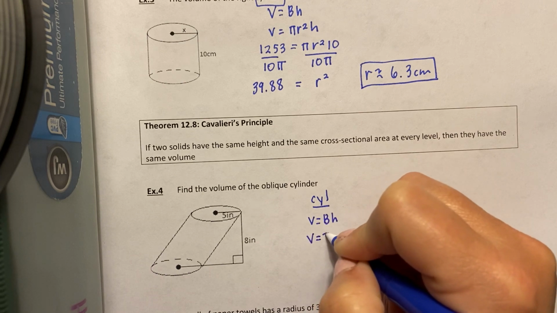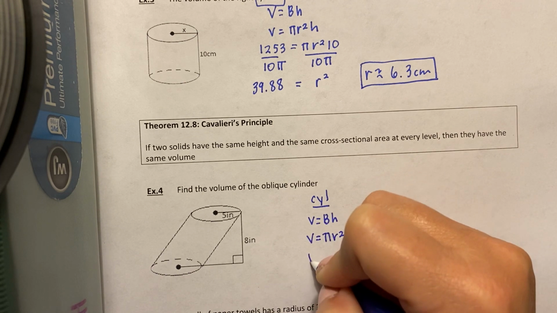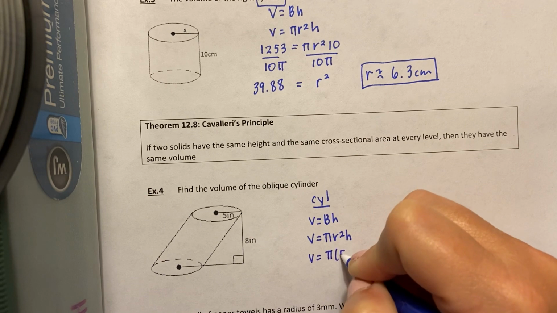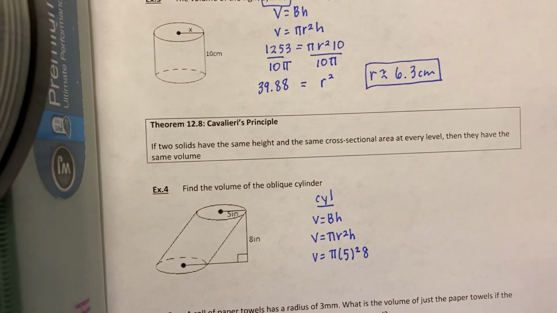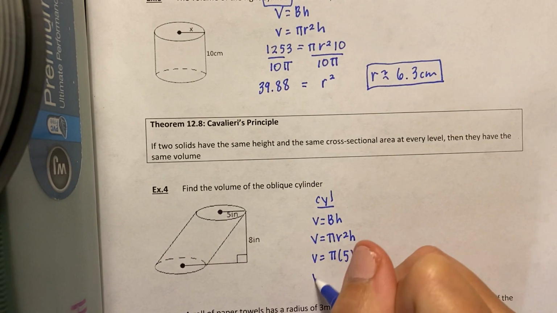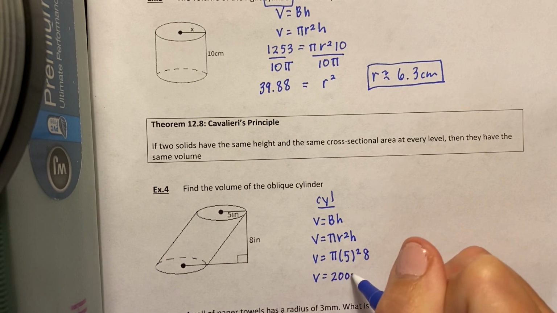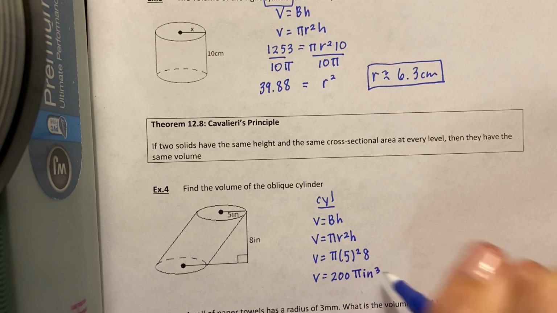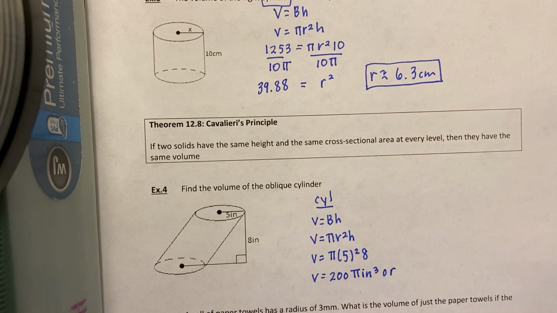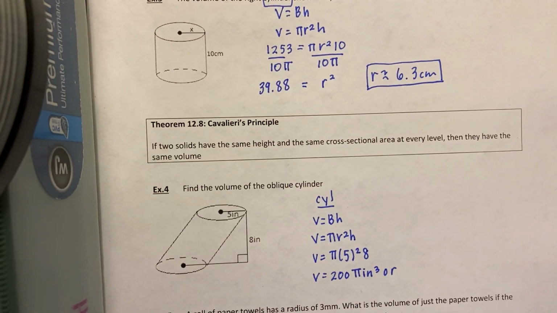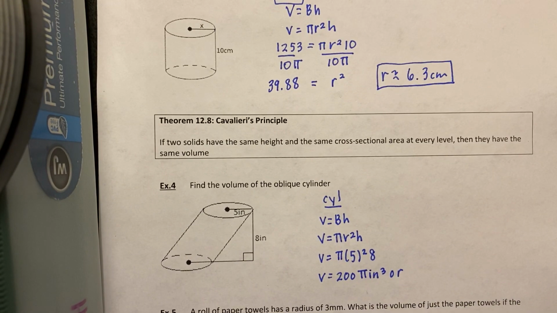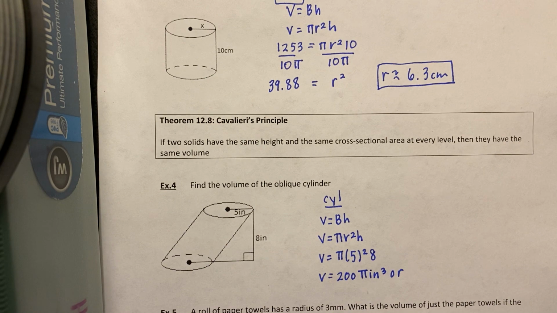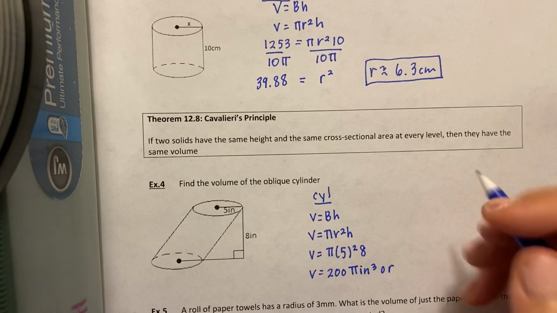So volume is pi r squared h. So the volume of this is pi times 5 squared times 8. So again, it's just 25 times 8, which is 200. So you can either write this as 200 pi inches cubed, or that is, oops, this calculator doesn't want to let me do that. Hold on one second, change my mode. 200 pi is 628.3.